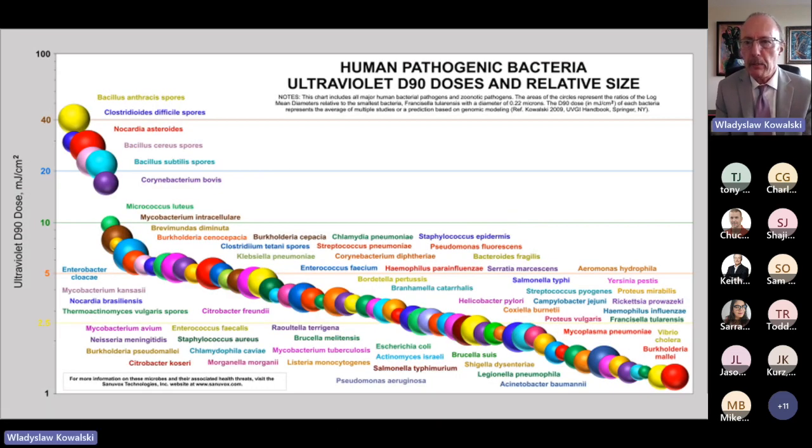Now, we also have human pathogenic bacteria. And by the way, both of these charts are available in large size posters that you can get from logging on to sanuvox.com.